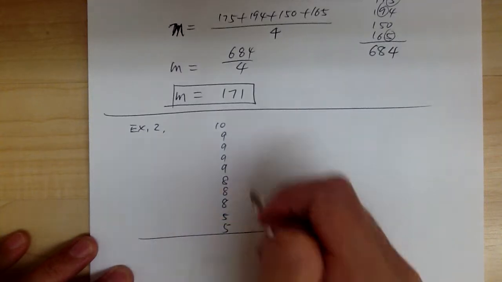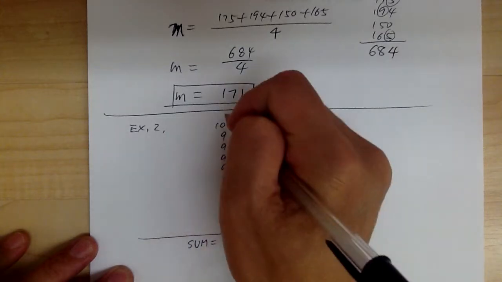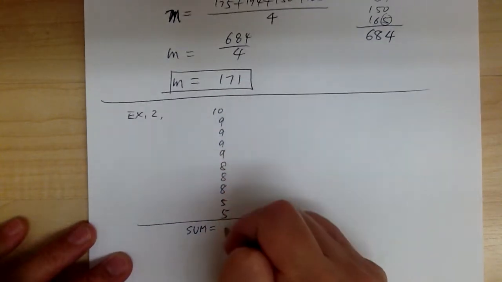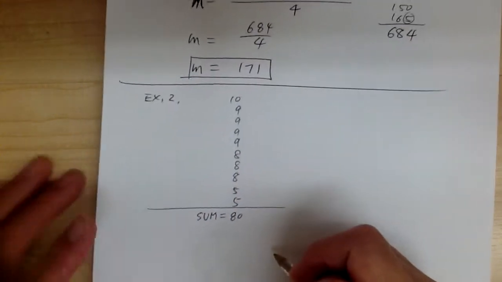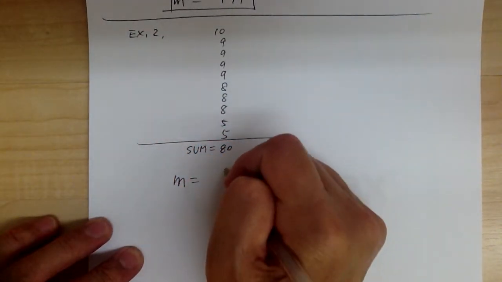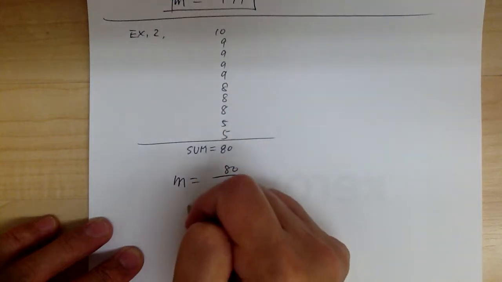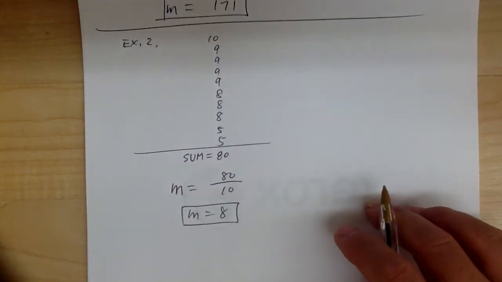Again, to find the mean, first you have to find the sum, right? So the sum is equal to, you add all of this together, equal to 80. You're just going to add all this together. And so the mean will equal the sum divided by the number of students, 10. And so the mean will equal 8. Okay, and that's it.